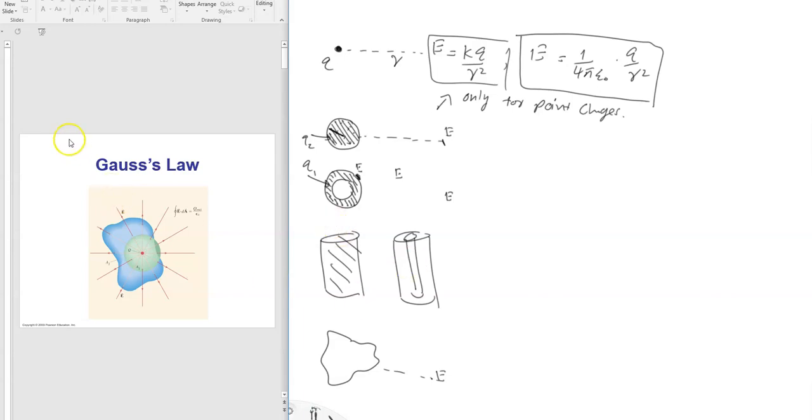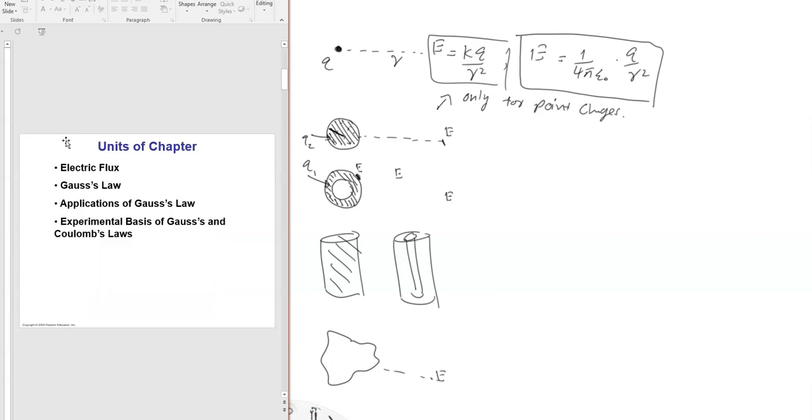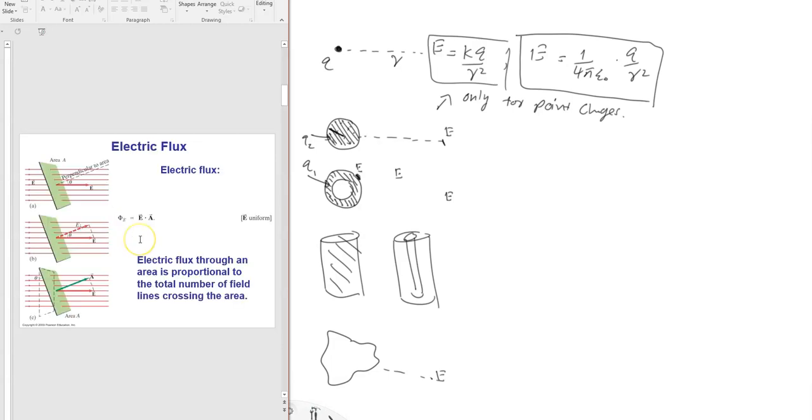All right, so to start with Gauss law, we're going to introduce a new term, electric flux. When we talk about Gauss law, we need electric flux in order to understand this. We'll look into some applications, depending on time. What is electric flux?